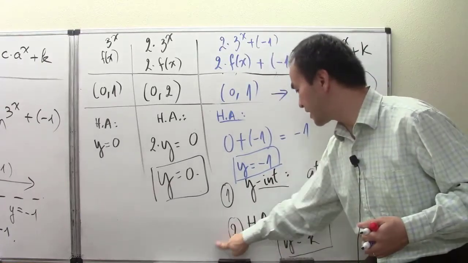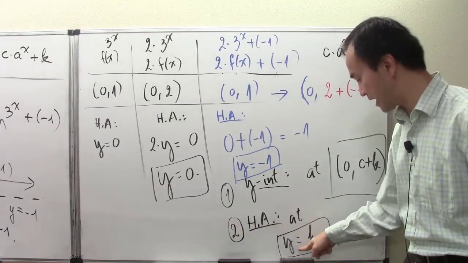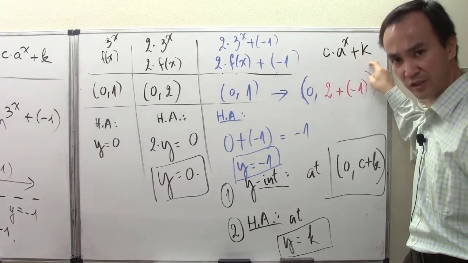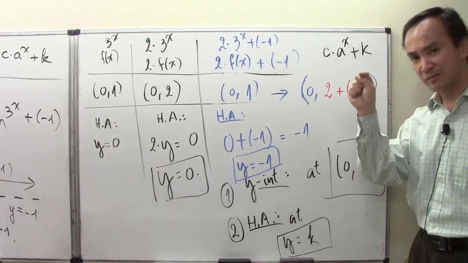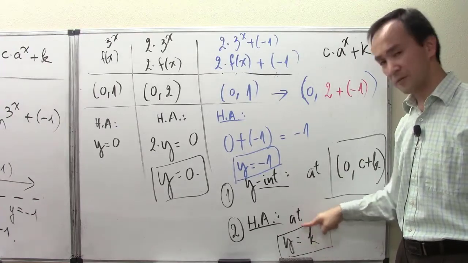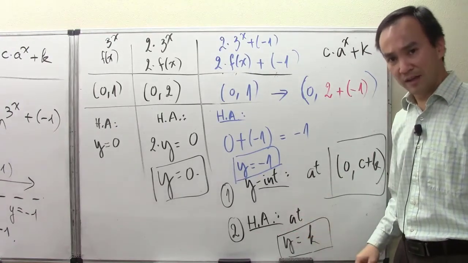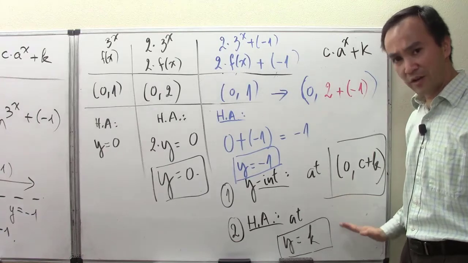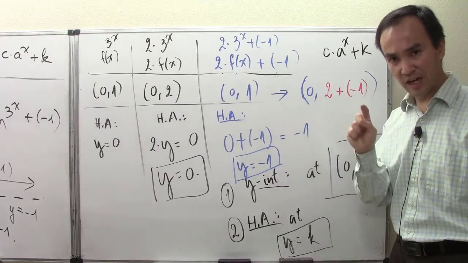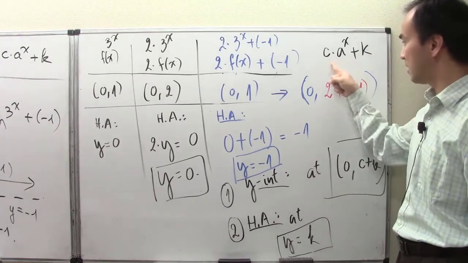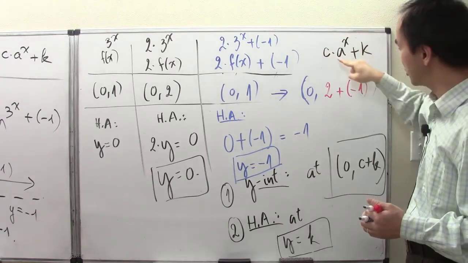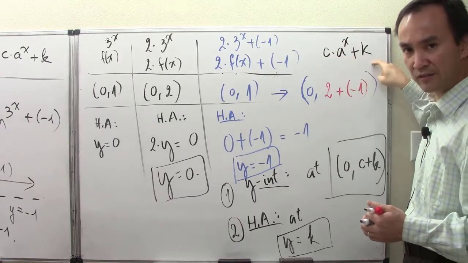Then it seems like I recognize that the rule here is y equals k. The k value, the constant term that we added to the c times a to the x, simply becomes our final value for the horizontal asymptote, y equals k. So right now it looks like we already recognized some generalizations regarding y-intercept and horizontal asymptote on any general exponential function like this, where it only involves the vertical scaling and the vertical shift.